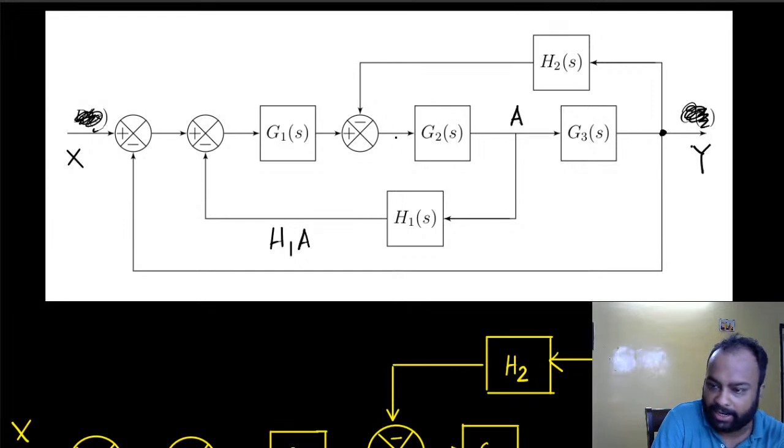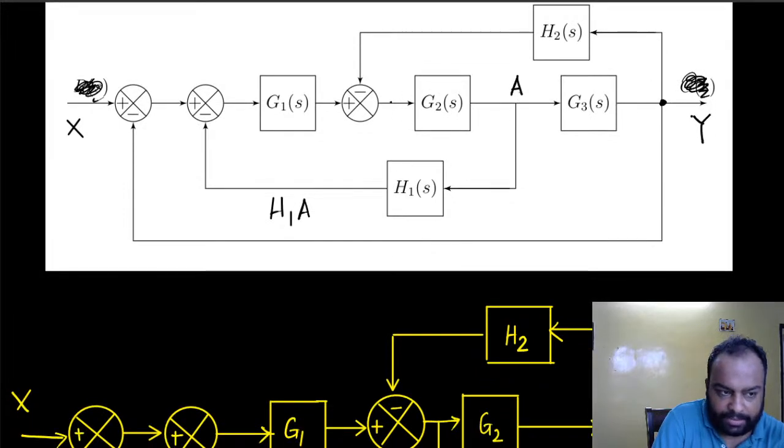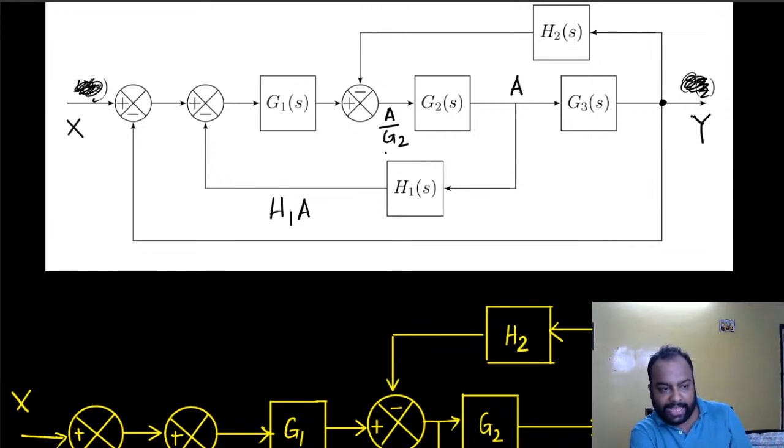But now if this is A, then this was the output of this block. Then what was the input here? If this output is A, then the input here must have been whatever got multiplied with G2 and gave me A. So this signal here must have been A by G2. Unless this signal is A by G2, it cannot get multiplied with G2 and become A. That is understood, right? I don't think there is any problem.